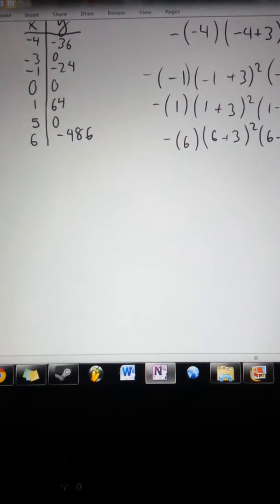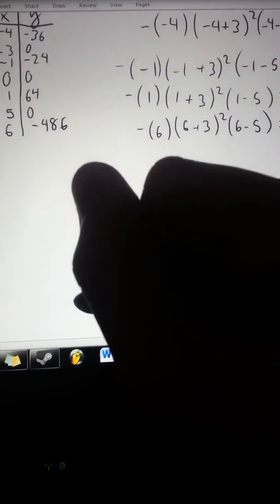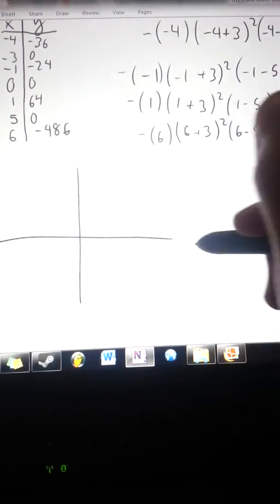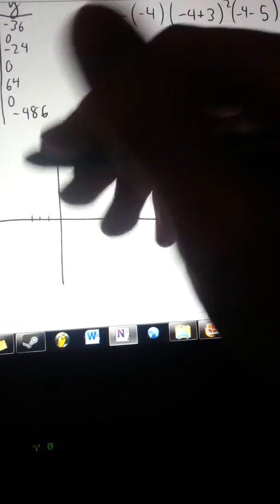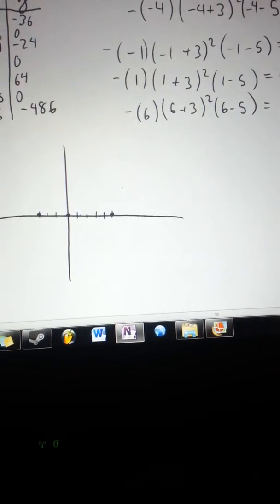And then part D, all we're doing is graphing. So we're going to have a plot. It's easiest to start with the zeros, so I'm going to go back 3. So at negative 3 and 0, we have a point. And then at 0 and 0, we have another point. And then another at 5, and we have our last zero.